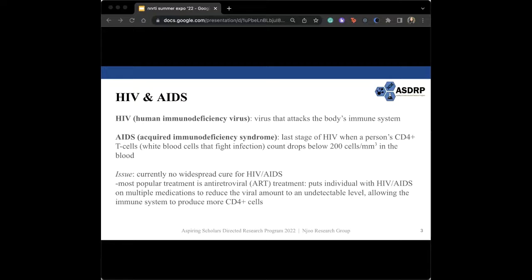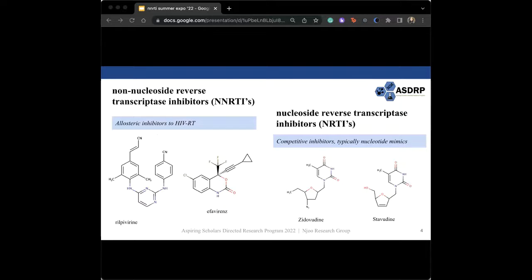Currently, there's no widespread cure for HIV despite advancements in gene therapy, and thus treatment is the option for many. A popular form of treatment is antiretroviral or ART treatment, which puts an individual with HIV or AIDS on multiple medications to reduce the viral amount to an undetectable level. So NNRTIs and NRTIs are common types of these ART medications.